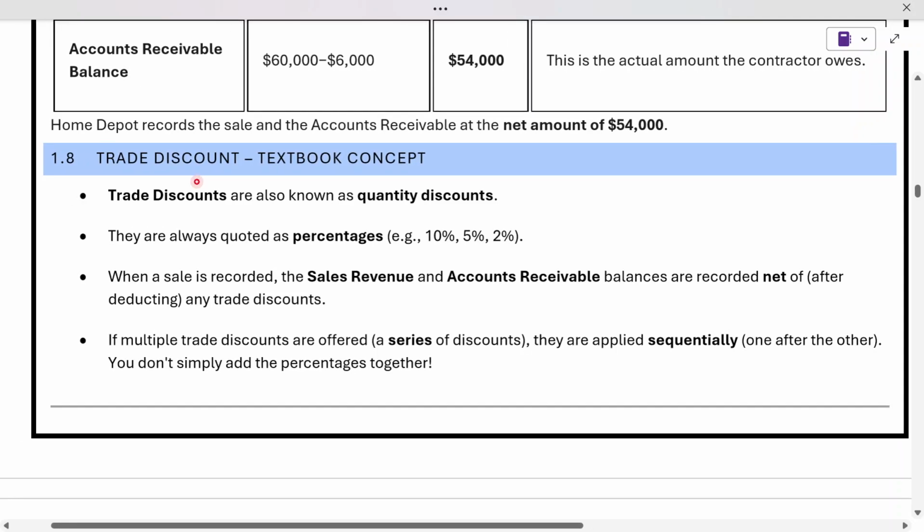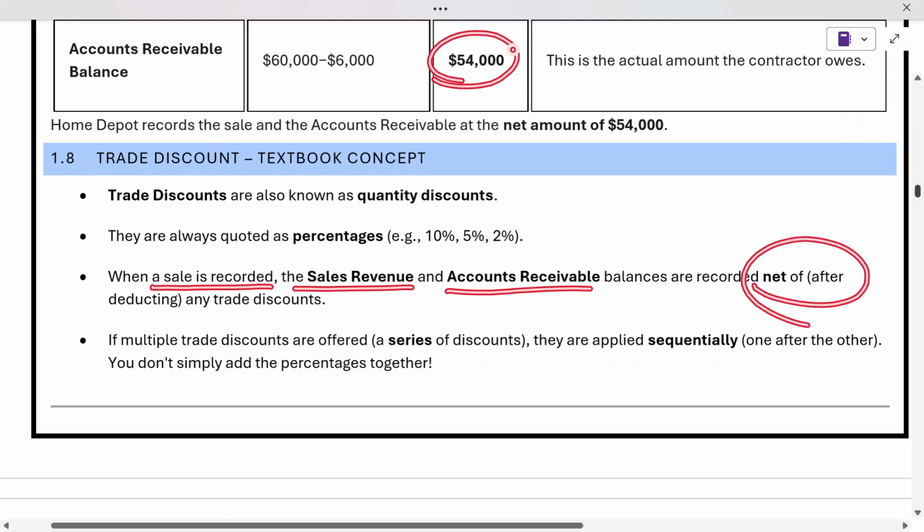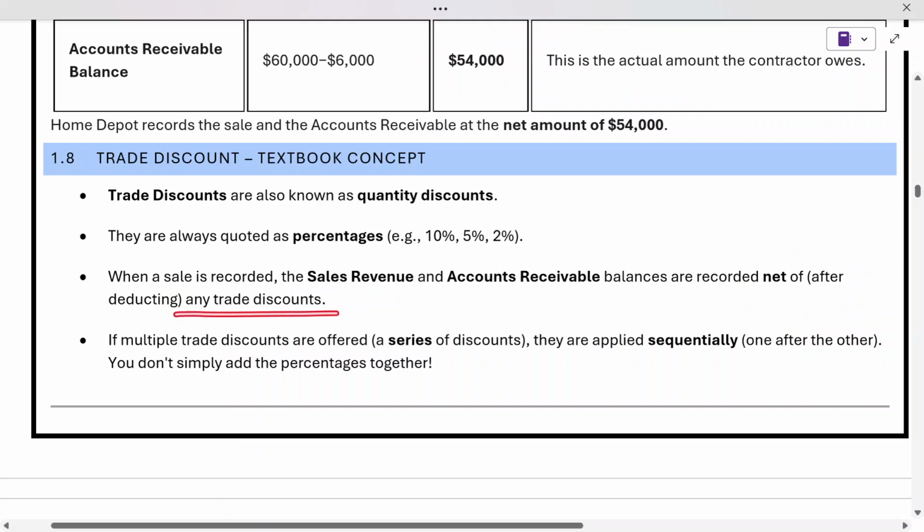So let's see the textbook concept of this trade discount. Basically, we can say this trade discount is also known as the quantity discount, because the higher the quantity, the higher the trade discount. They are also quoted as a percentage, like 10%, 5% and 2%. And when the sale is recorded, the sales revenue and accounts receivable are recorded at the net amount, as we saw that this $54,000 was recorded at the net amount after deducting any discounts.